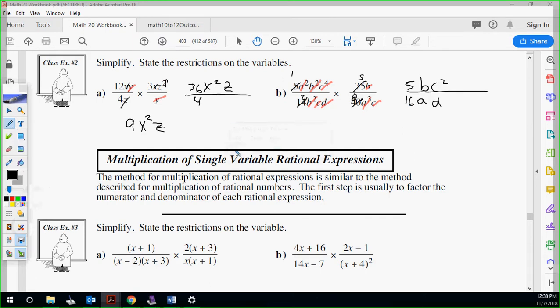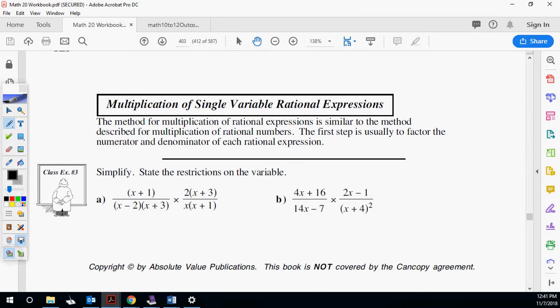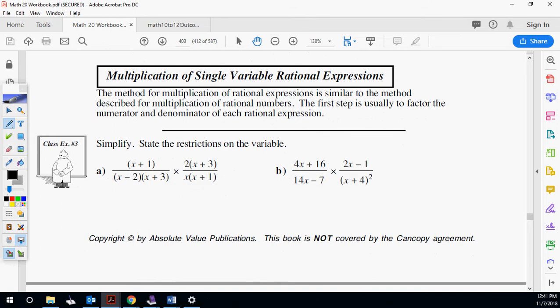So now we're going to be looking at it where we have a little bit harder pieces. Okay, single variable rational expressions. So we have the method of multiplication of rational expressions, similar to this method, which describes multiplication of rational numbers. First step is usually to factor. So we want to factor so we can see if there's anything we can cancel.